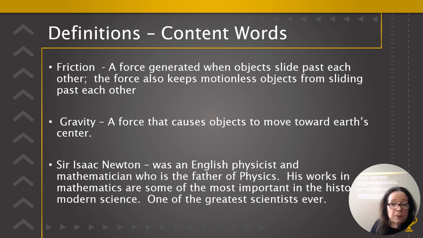And then Sir Isaac Newton, and we're going to mention him just because he was the English physicist and mathematician who was the father of physics. His works in mathematics are some of the most important in the history of modern science. He is one of the greatest scientists ever. Just to let you know, if you haven't heard of him, he was alive back in the 1600s, which is roughly almost 400, 500 years ago. He developed all of these theories by observation. He just watched and observed and figured out what was making things move. He did all of this, mind you, without computers or cameras. He just observed. So part of your education is observing things and trying to take them in and figure them out. But all of his principles are still relevant today.